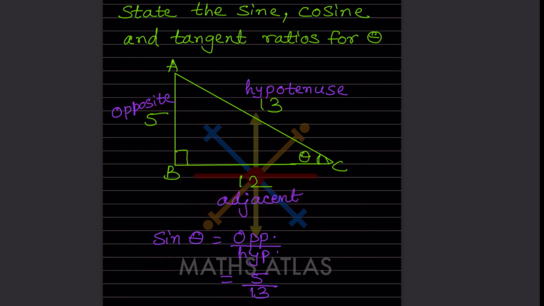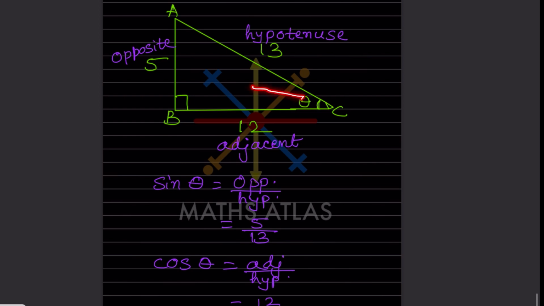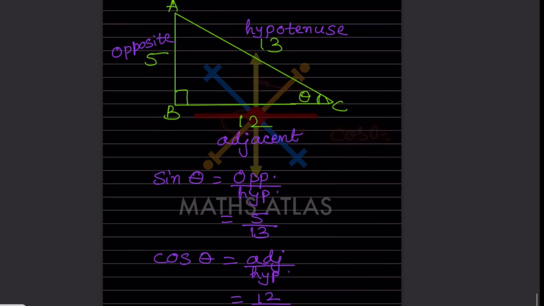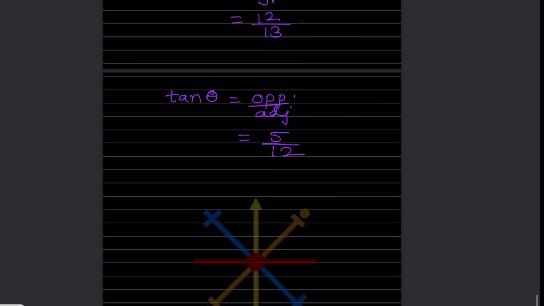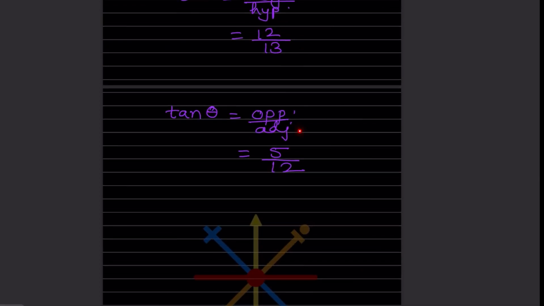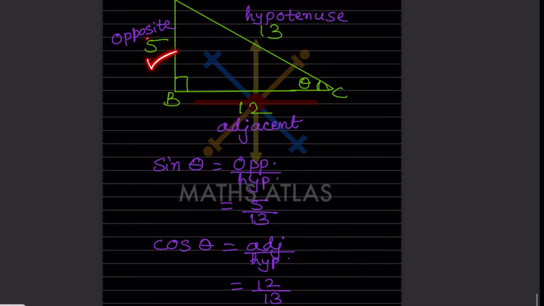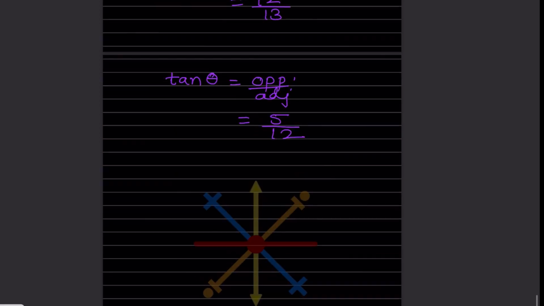Sine theta, you know, is the opposite by hypotenuse. So what is this one? Opposite is 5, hypotenuse is 13. So this is written as 5 by 13. Cos theta is adjacent by hypotenuse. Adjacent is 12, and the hypotenuse is 13. And tan theta is opposite by adjacent. What is the opposite one? That is 5, and the adjacent is 12. So that is 5 by 12.